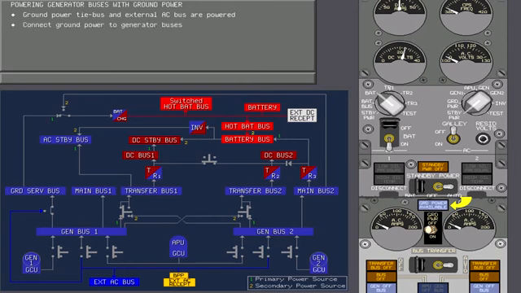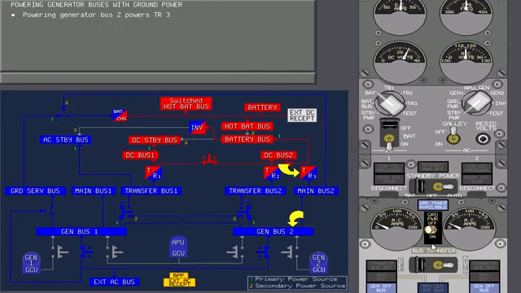Now connect ground power to the airplane's electrical buses by turning the correct switch to on. Touch the correct switch. Powering generator bus 2 powers TR3, which allows the battery bus to receive power from its normal source, TR3, instead of from the hot battery.